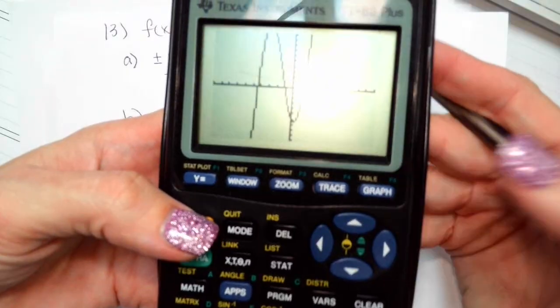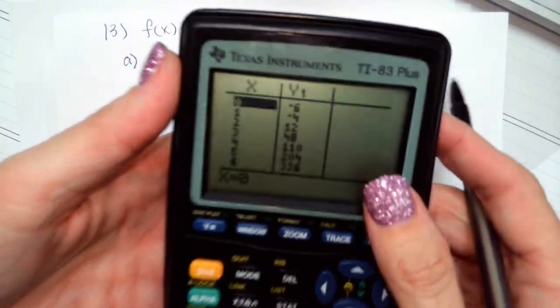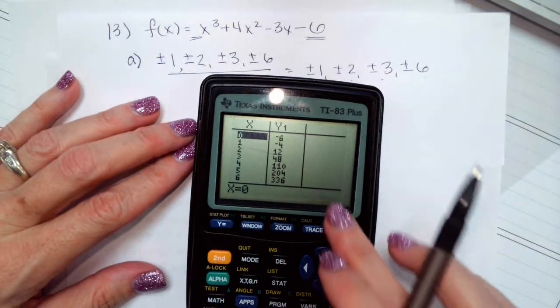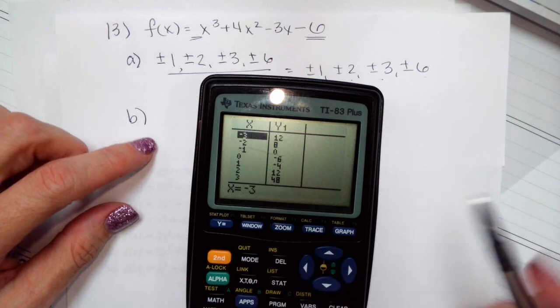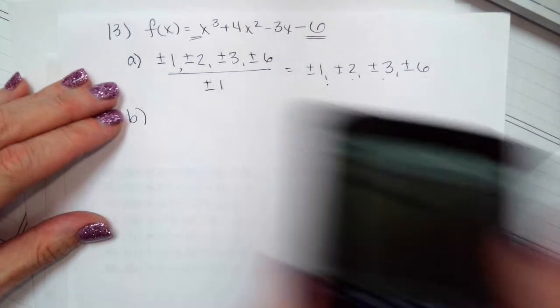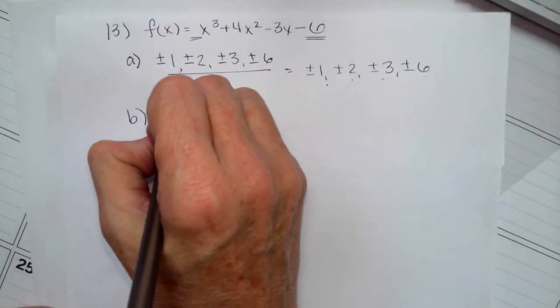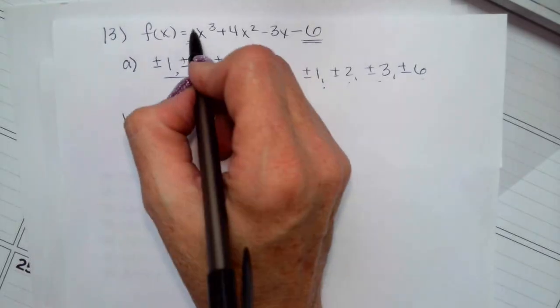And remember, you can go to second graph to access the table. And then this is going to allow you to find where the y equals 0, and that is in fact at -1. So we are going to test -1, and we're using synthetic division.